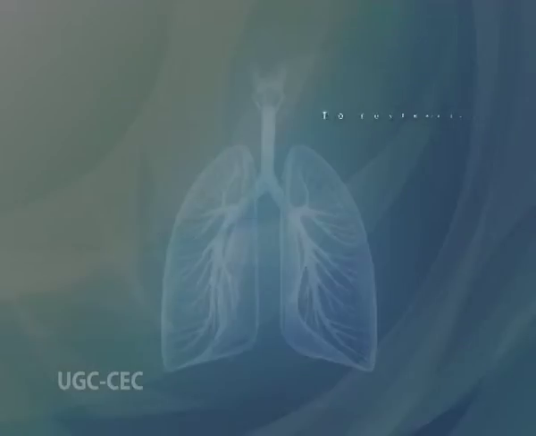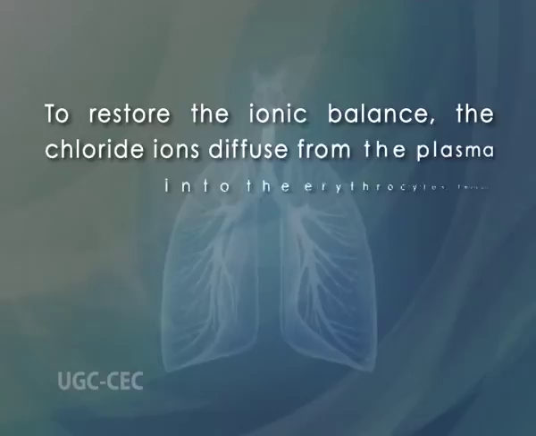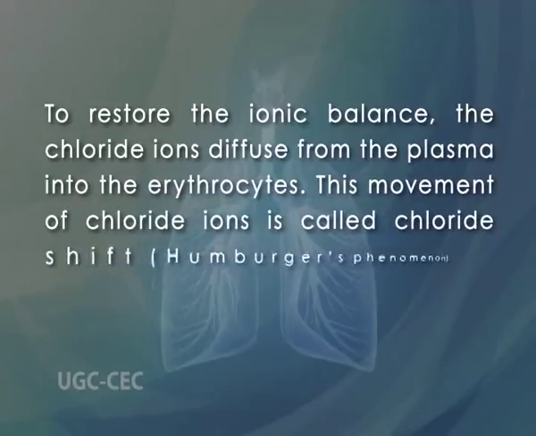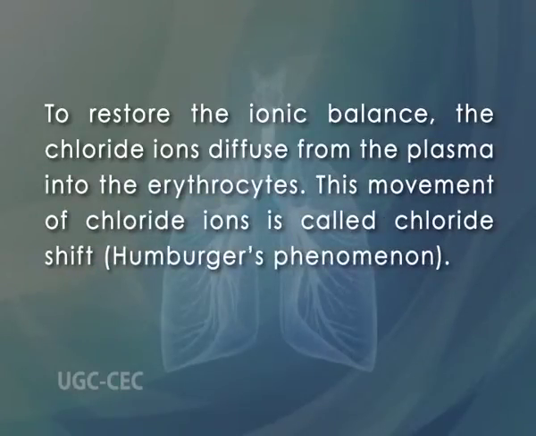Most of the bicarbonate ions formed within RBCs diffuse out into the blood plasma along the concentration gradient. Exit of bicarbonate ions considerably changes the ionic balance between the plasma and the erythrocytes. To restore the ionic balance, the chloride ions diffuse from the plasma into the erythrocytes. This movement of chloride ions is called chloride shift, or Hamburger's phenomenon.